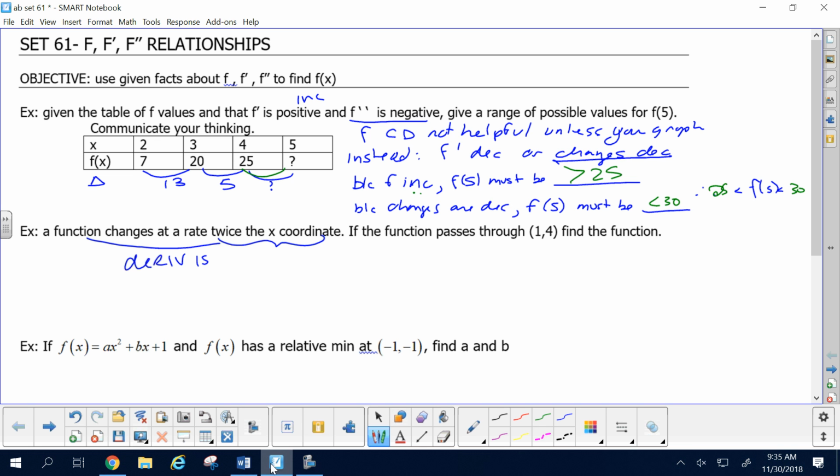25 and 30. Okay? Usually that would be a multiple choice question, and you would say, which of these is a possible value of F? Okay?